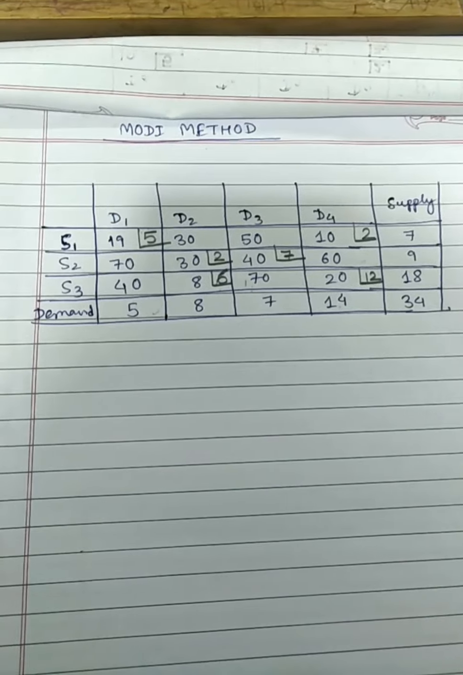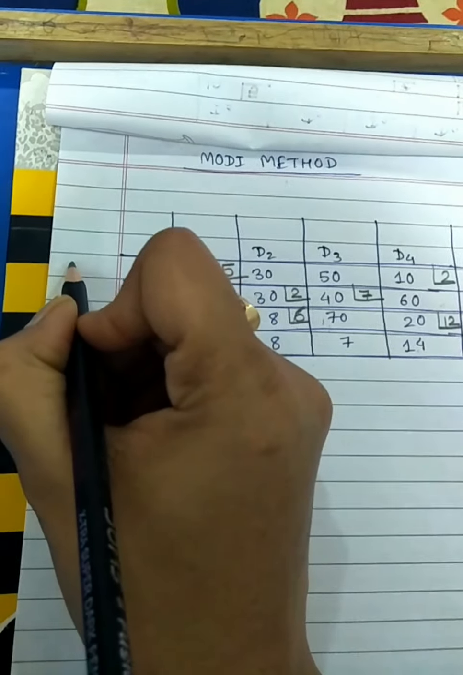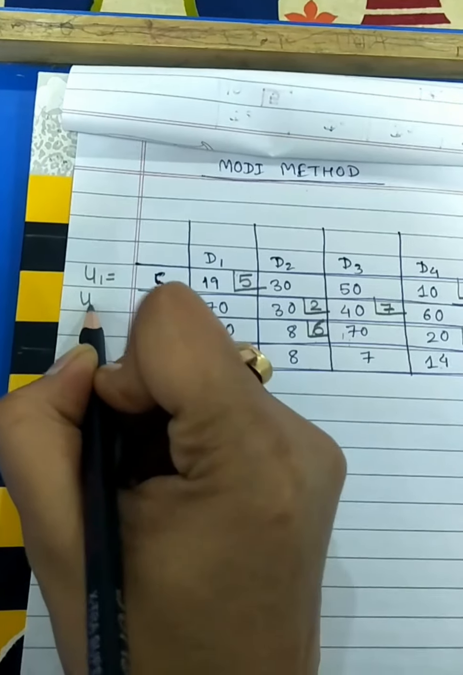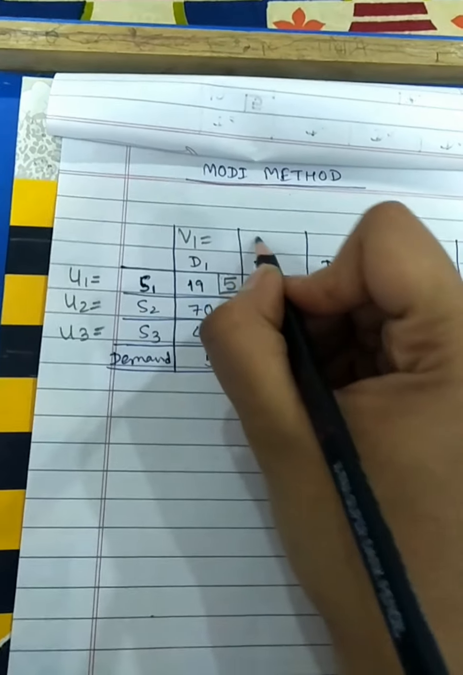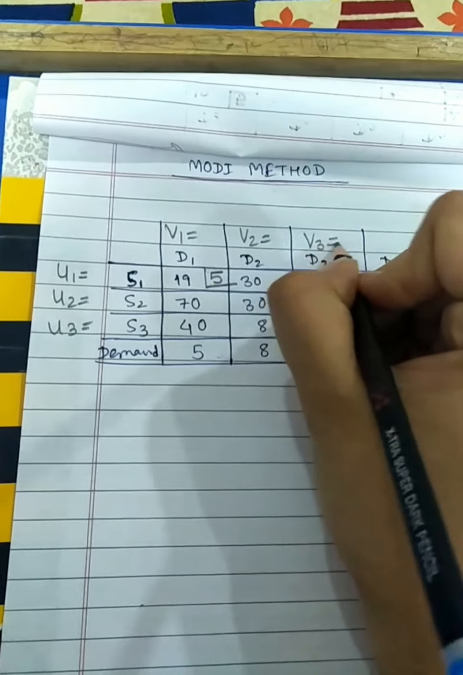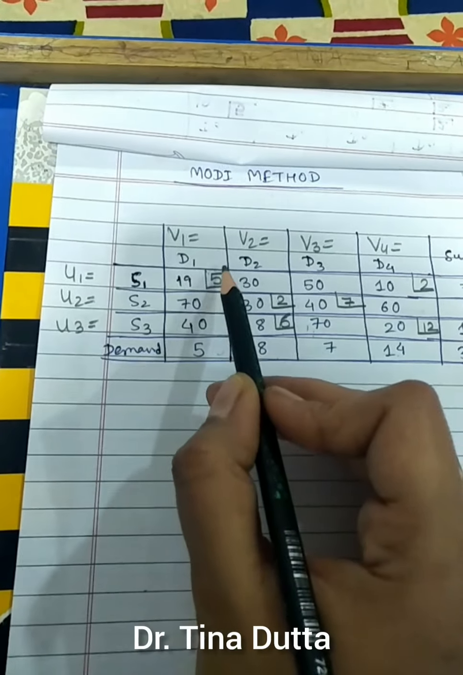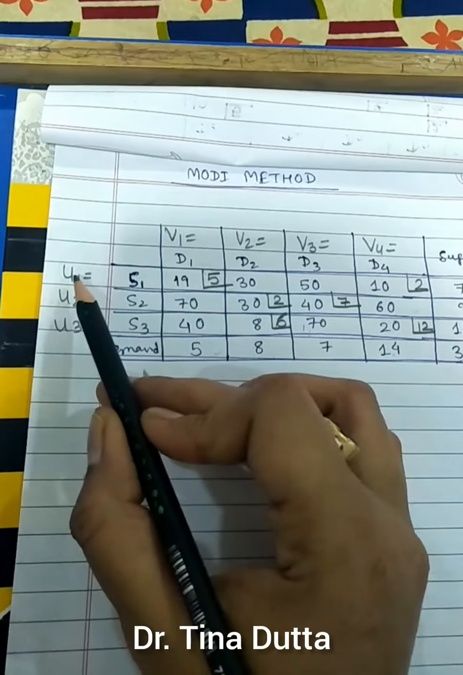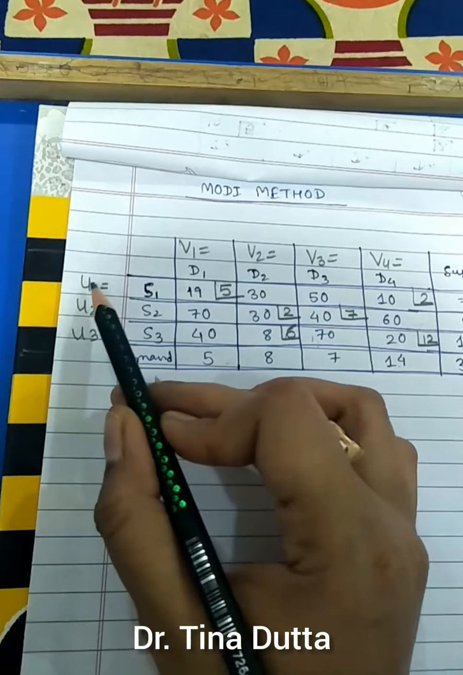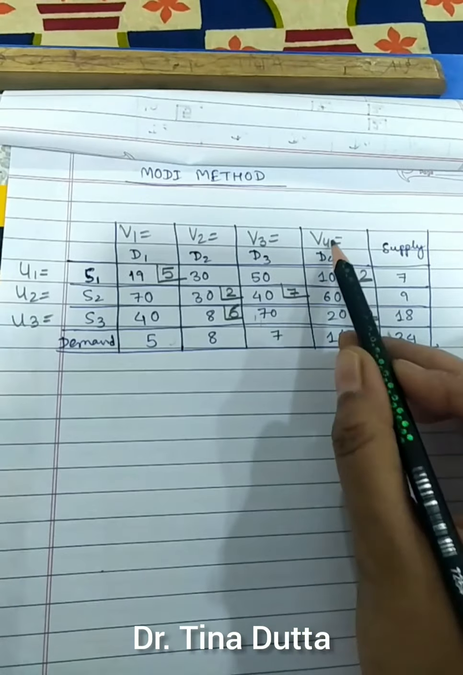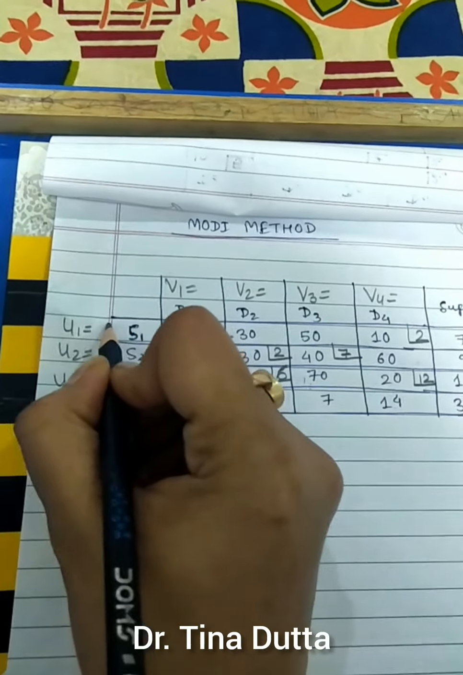So now with the new allocation, we will again check whether this solution is optimal or not. So we will repeat step 1. Step 1 said that we have to find U1, U2, U3 and V1, V2, V3, V4. For each occupied cell, U1 plus V1 should be equal to C11. Similarly, U1 plus V4 should be equal to C14. So first you have to assume U1 is equal to 0.